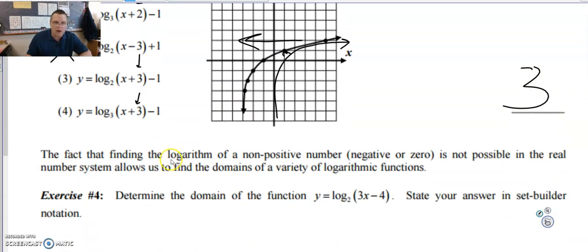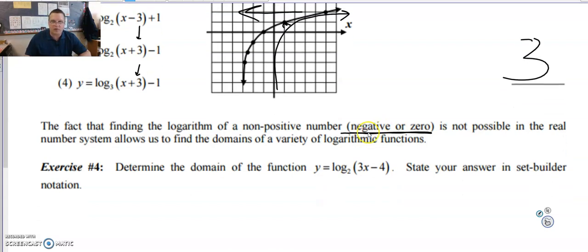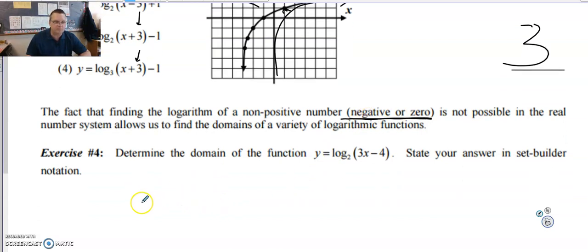Now, the fact that finding the logarithm of a non-positive number, negative or 0, is not possible. So that's what's happening here. Anytime we have a negative number, we can't take the log of it. So therefore, it is not going to be in the domain.